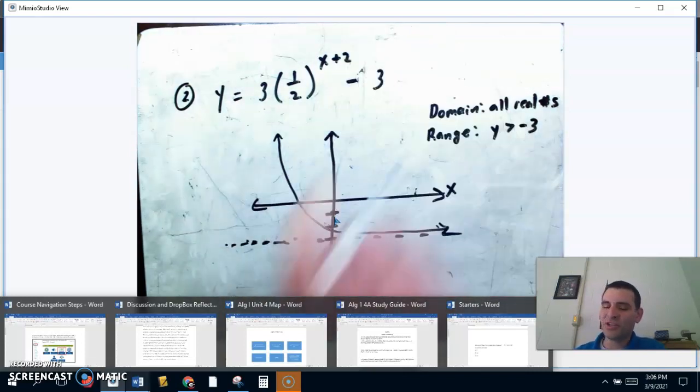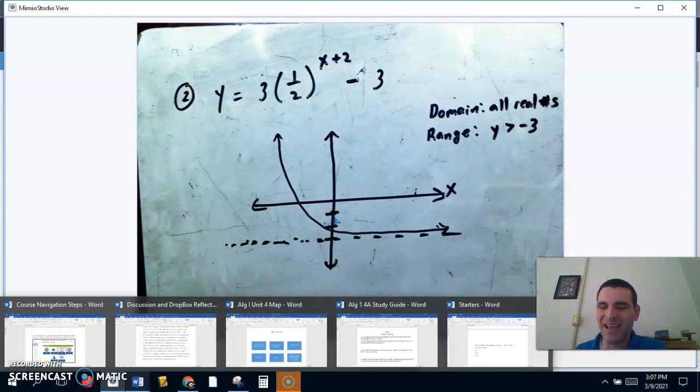And there are some different looks here. It is possible, for example, to flip these upside down and do different things with them. But I just want to show you the basics. Where's the asymptote, growth versus decay, and domain and range for one of these.